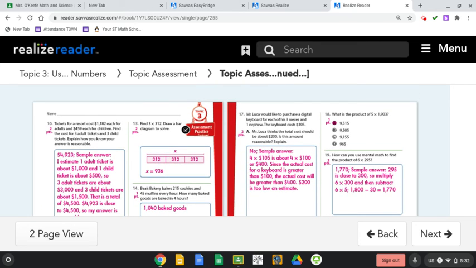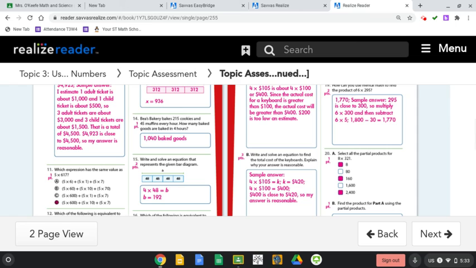Question 13, find 3 times 312, draw a bar diagram or bar model. So 3 times 312, here's 3 of them, 312 times 3. Obviously, you would need to do a little scrap work on the side, but the final answer would be 936. Bee's Bakery bakes 215 cookies and 45 muffins every hour.